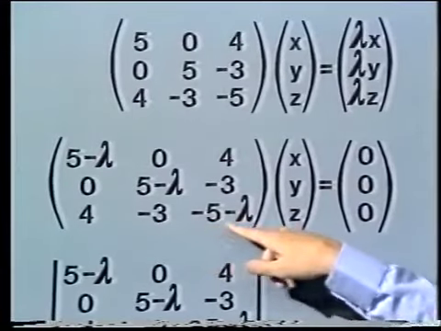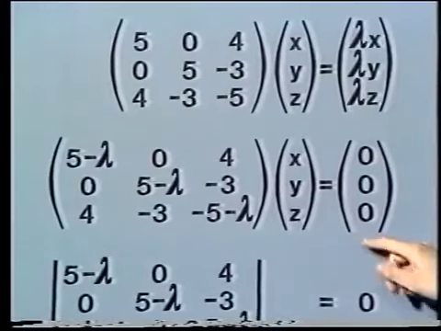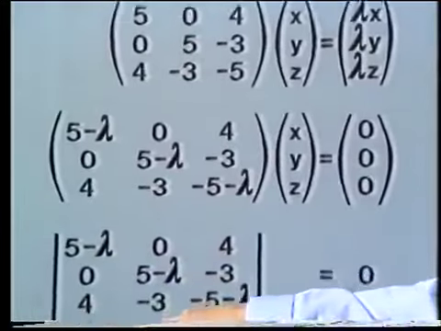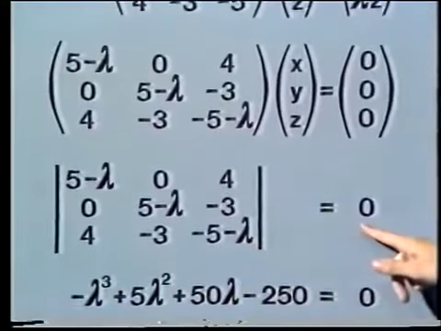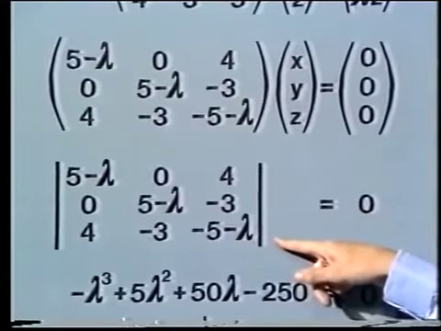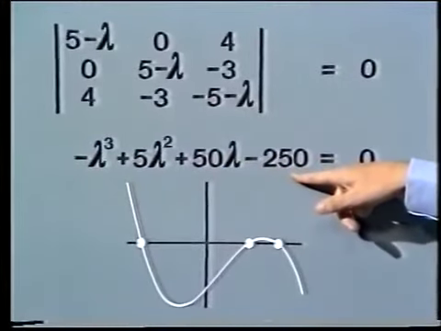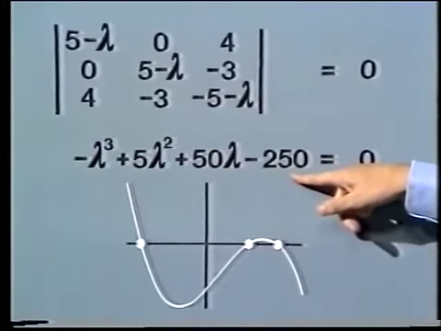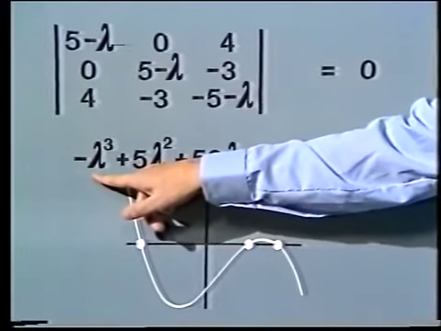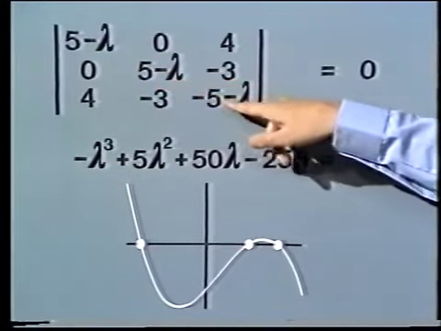Now this matrix is sending a non-zero vector to the 0 vector, and what does that mean? It means that the determinant of this matrix must be 0. This determinant is equal to 0. And we can now work out this determinant. It's rather tedious, but what we get is this equation here. And the important thing to notice is that it's a cubic equation. It starts off with the term minus lambda cubed. And that term comes from multiplying minus lambda, and minus lambda.